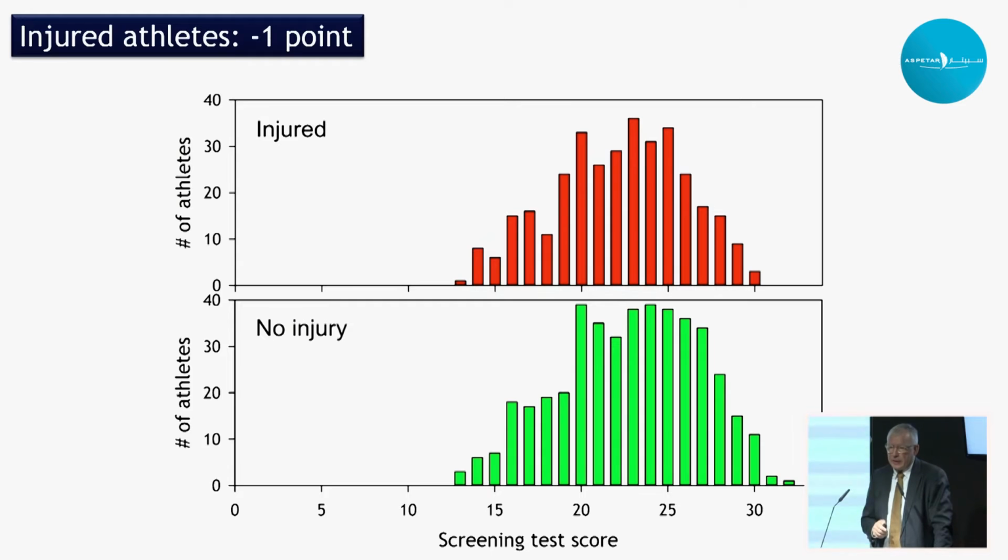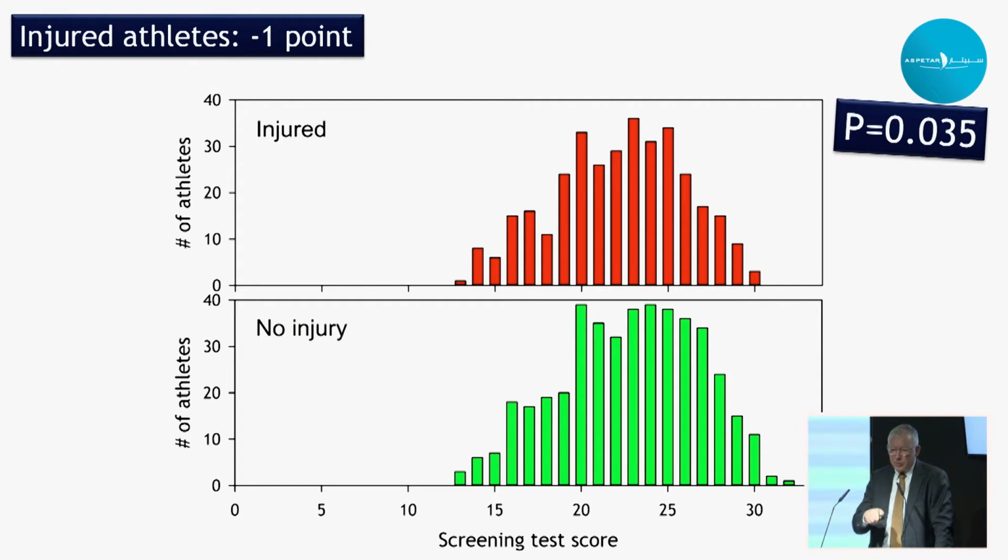But let's make the exercise a little bit more difficult. Moving it by 1 point. What happens then is that the mean value becomes statistically significant. So if you read this paper, the abstract will say that there's a significant relationship between this factor that you're measuring, this test, and the risk of injury. Okay?